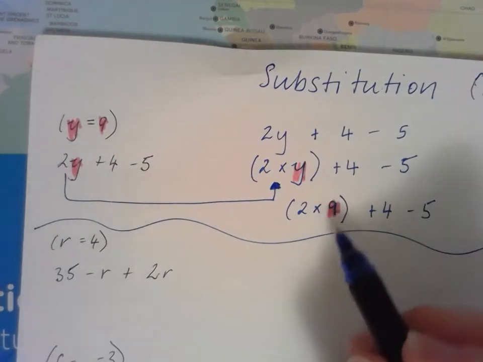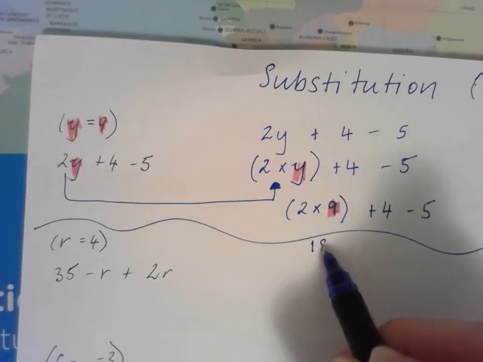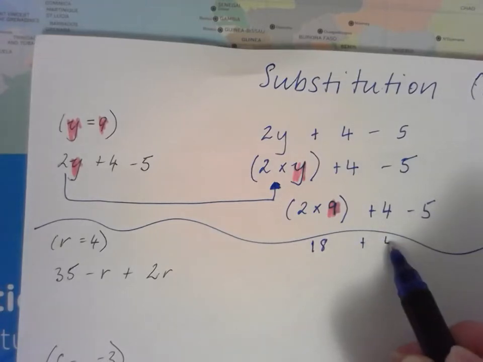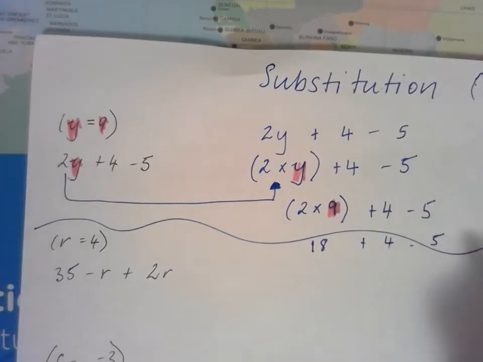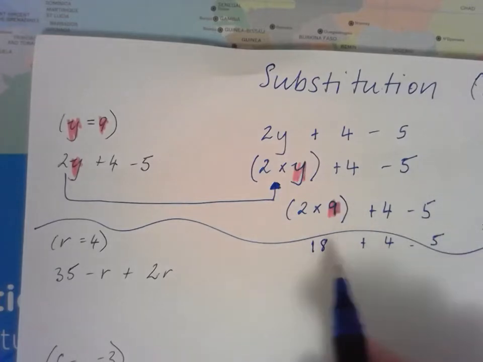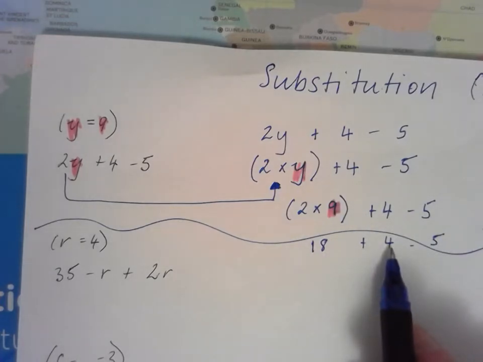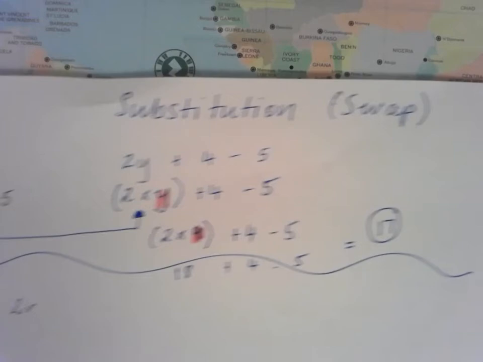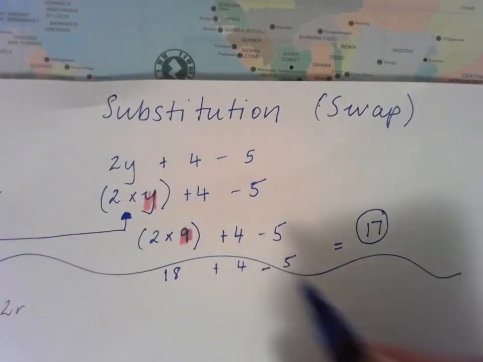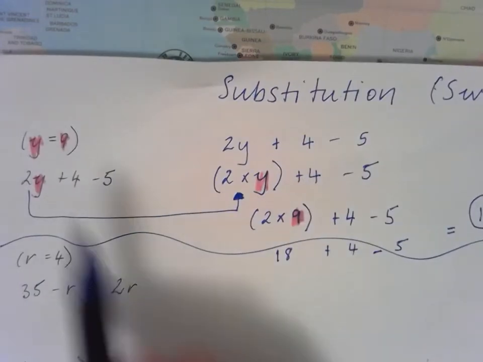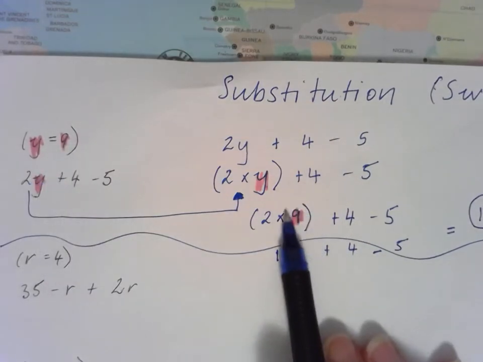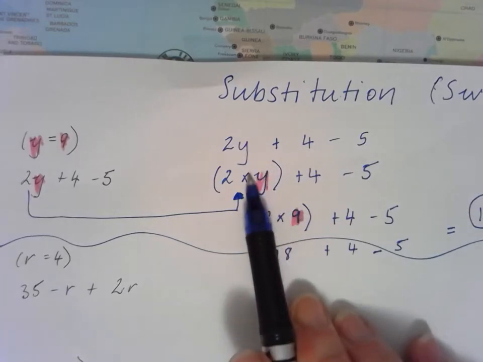So 2 multiplied by 9 gives us 18 plus 4 take away 5. So that's going to equal 18 plus 4 is 22. Take away 5. Our answer is going to be 17. Okay, so our biggest mistake in the quiz that people directly swapped it into this position rather than remembering that it actually means 2 multiplied by y.